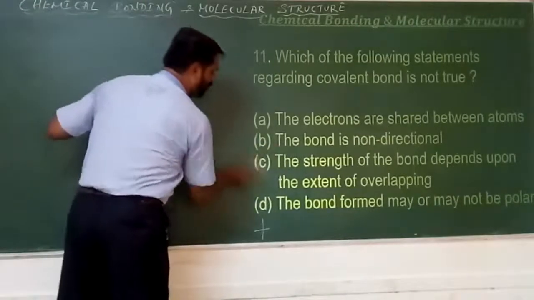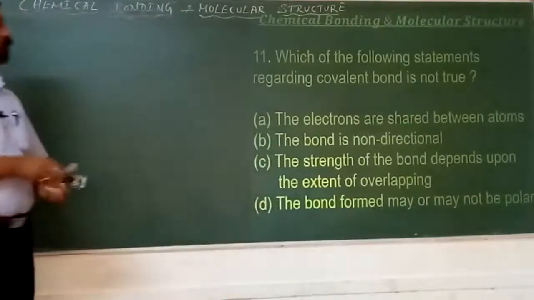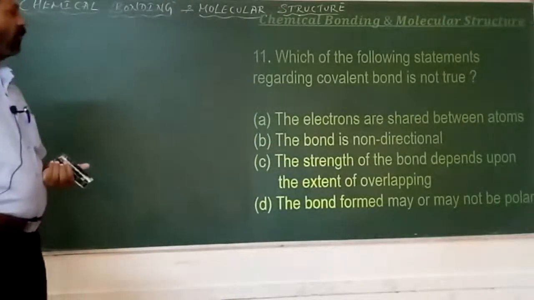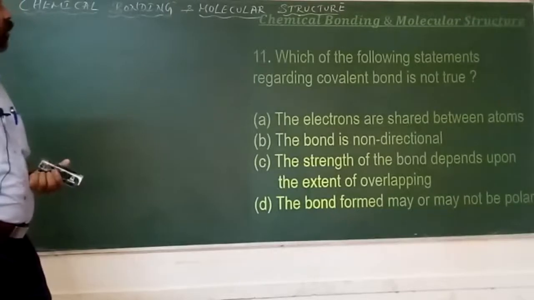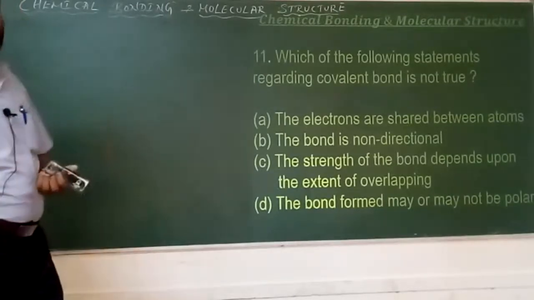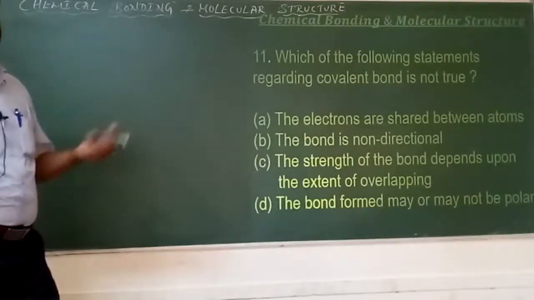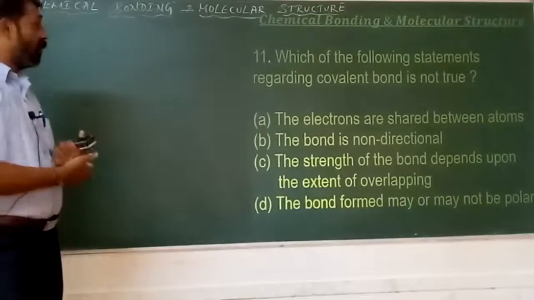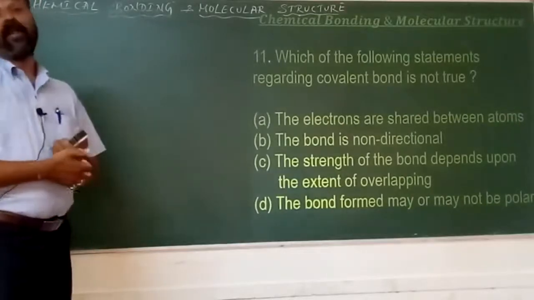Which of the following statements regarding the covalent bond is not true? In a covalent bond, the electrons are shared between the two atoms. Covalent bonds are always obtained by the sharing of electrons. That first one is right. The bond is found to be non-directional.